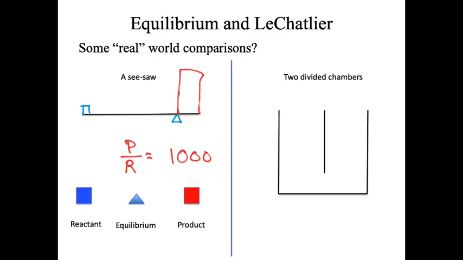Okay. So let's take a look at another analogy, two divided chambers. We'll divide it a little bit further. So here's my full-on division. We've got a left chamber and a right chamber, kind of like how we have reactants and products.